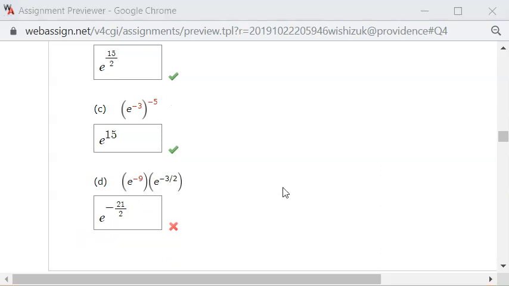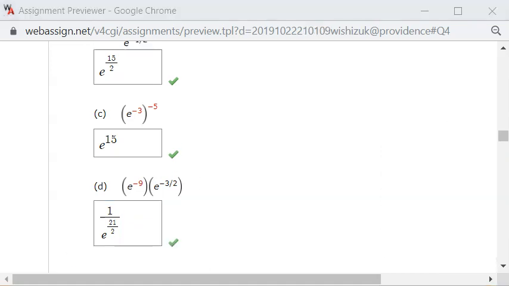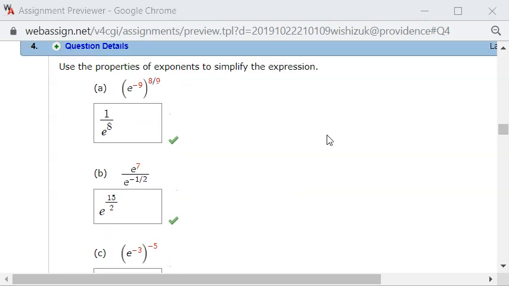It came back. Actually, the system didn't like my answer. So maybe I have to incorporate this negative power and take the reciprocal. So I'm going to do 1 over e to the 21 over 2. How about that? Hopefully the system likes this answer. Let's check the answer. It came back, and it looks like the system liked this answer. So we had to eliminate the negative power, and that's all it is. That's it. I hope this was clear.